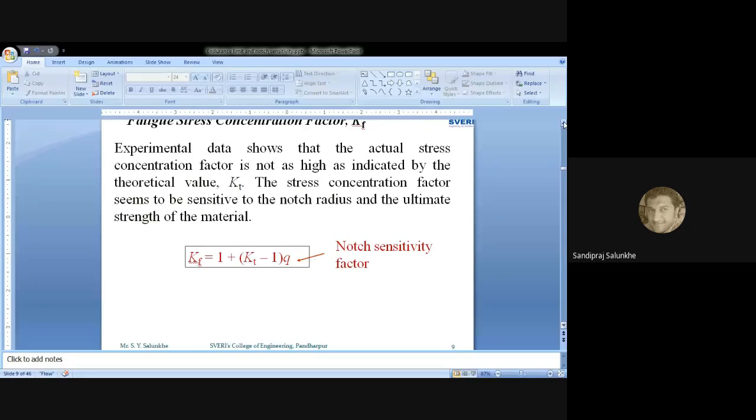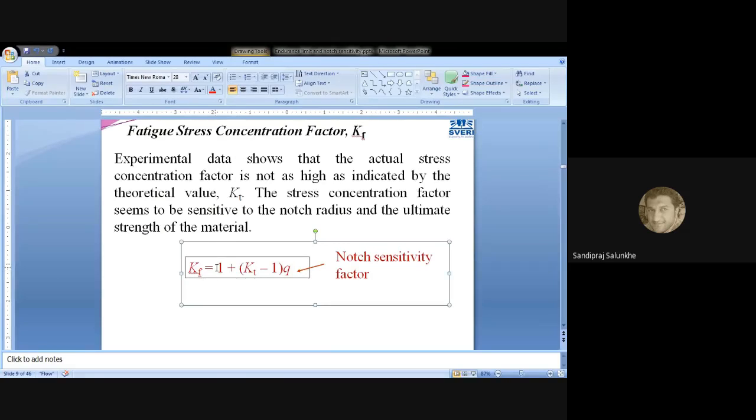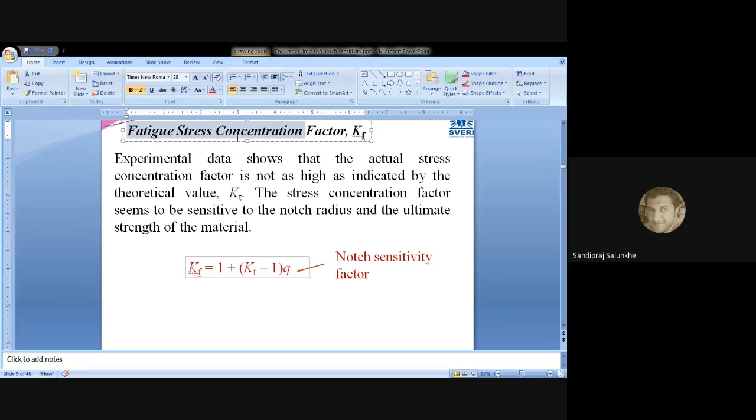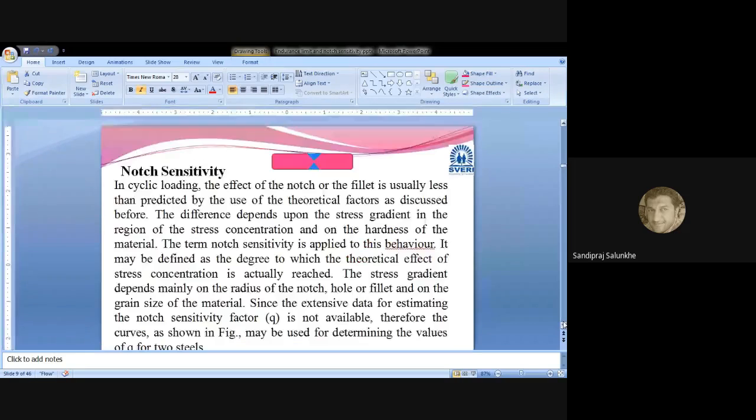And after that, we have concentrated on the stress concentration factor, which we have named the fatigue stress concentration factor, or it is also called the actual stress concentration factor. This actual stress concentration factor is calculated from the theoretical stress concentration factor and one more quantity, that is called notch sensitivity. Now this notch sensitivity has some physical significance.